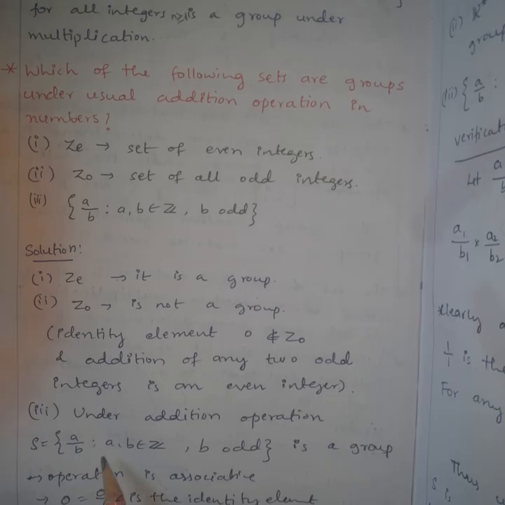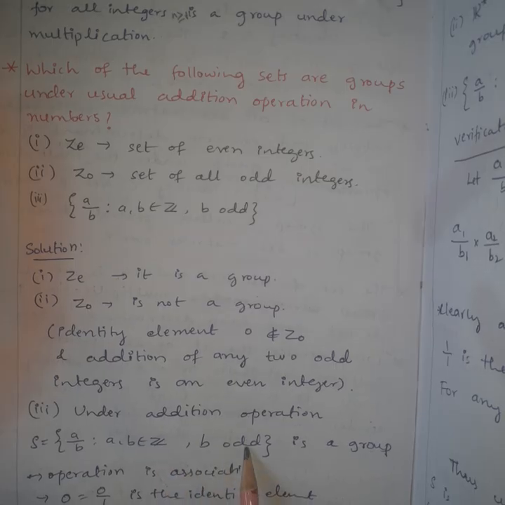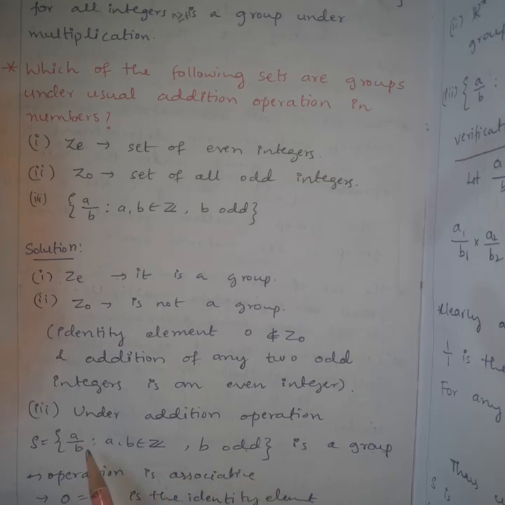Suppose the set is given like this: a by b, where a, b are integers and only b is odd. If a is not odd, then this set is not a group under multiplication, because the inverse element b by a, where a may be even, does not exist. Therefore, this set is not a group under multiplication operation.